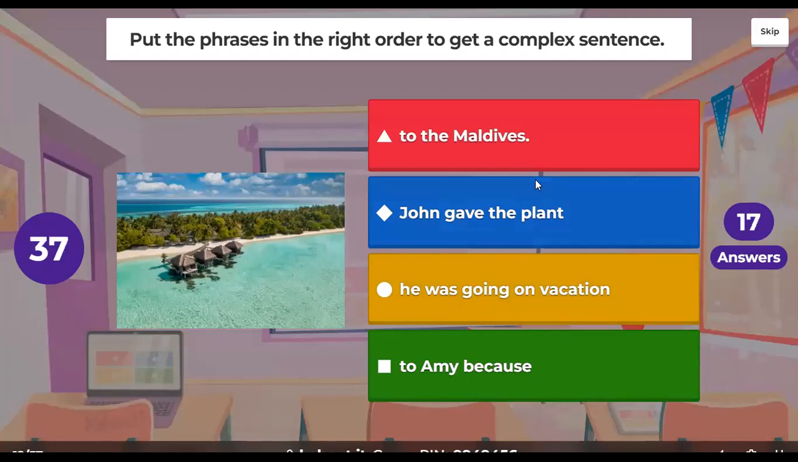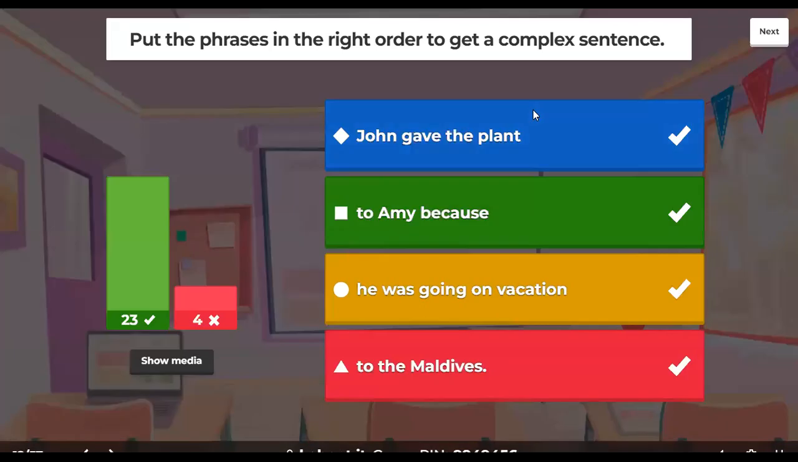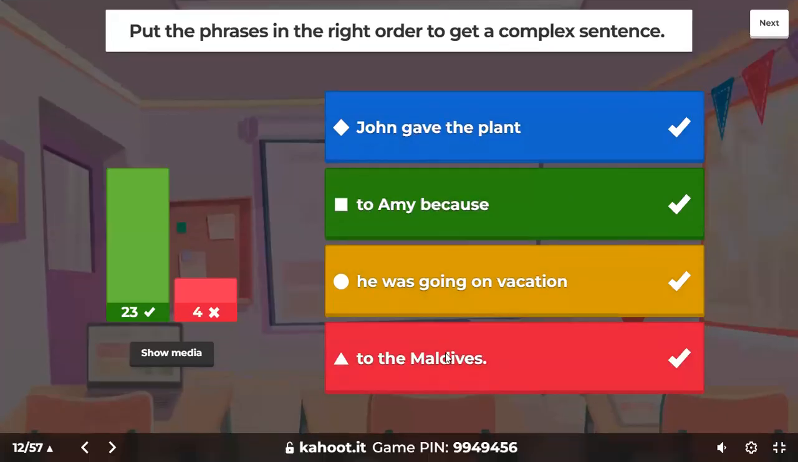Maldives. Yeah, so very good. There are students who are really fast at typing, which is good. Yeah, go ahead. Okay, now the correct order is, 23 of you have got this correct.